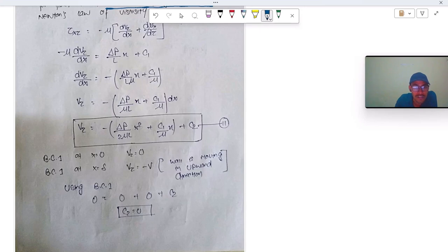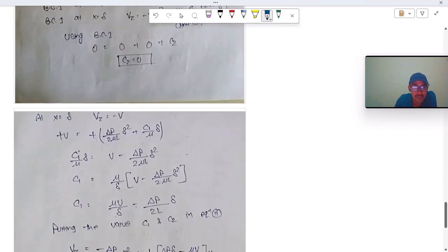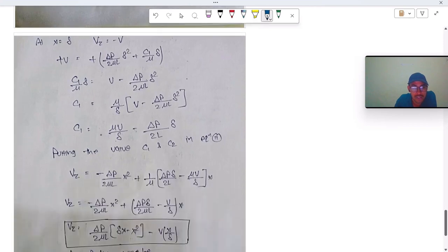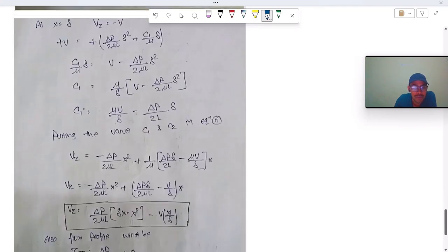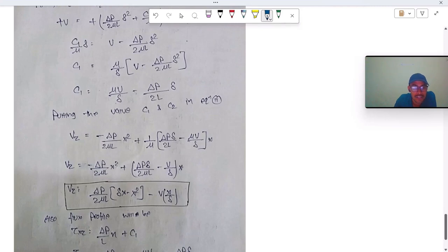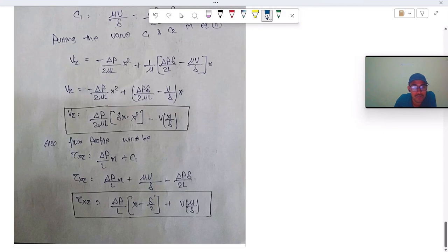So using the boundary conditions, we will find the constants of integration, C1 and C2. By putting boundary condition 1, we get C2 is equal to 0, and by putting boundary condition 2, we get C1 is equal to mu V upon delta minus delta P upon 2L into delta. By putting the values of C1 and C2 in the above velocity expression, we get Vz is equal to delta P upon 2 mu L bracket open delta x minus x squared bracket close minus V into x upon delta. So this is our velocity profile.